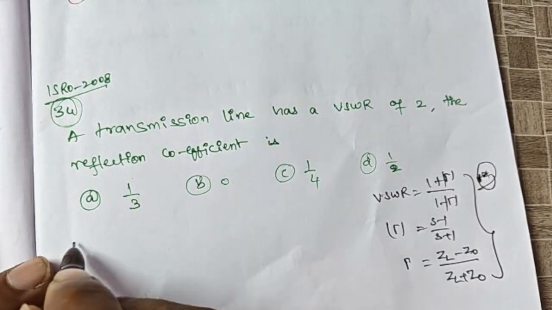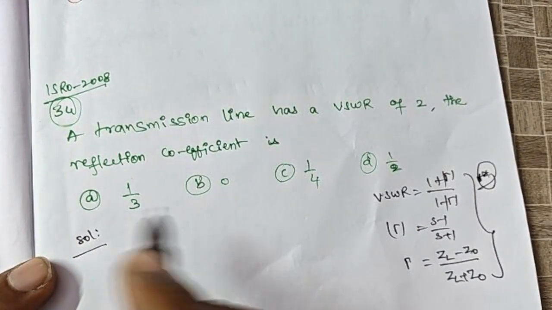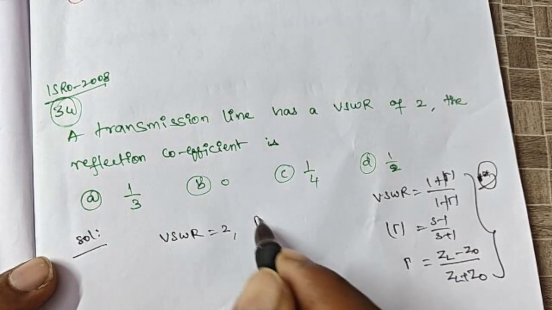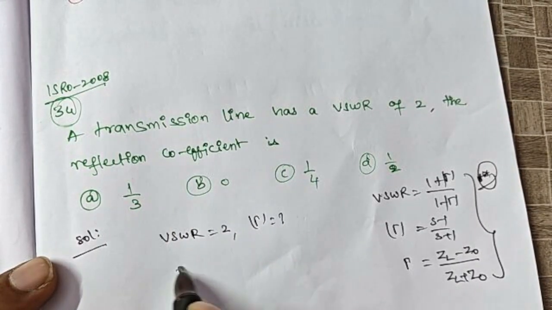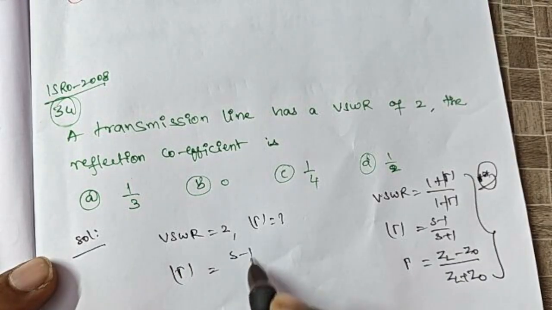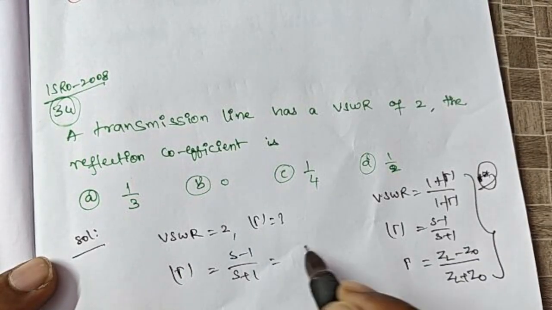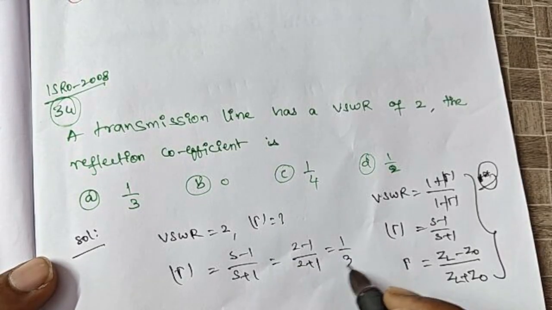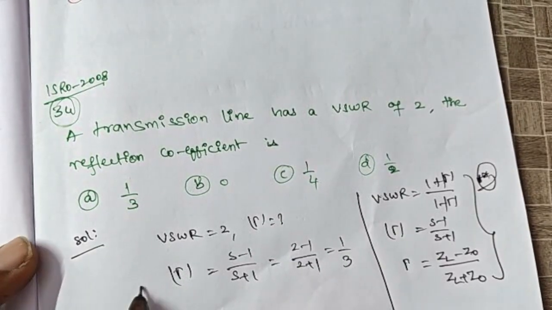In this, what is asked? VSWR is given, VSWR equals 2. What is the reflection coefficient? The relation is gamma equals (S minus 1) by (S plus 1). So (2 minus 1) by (2 plus 1), which is 1 by 3. So option A is the correct answer.